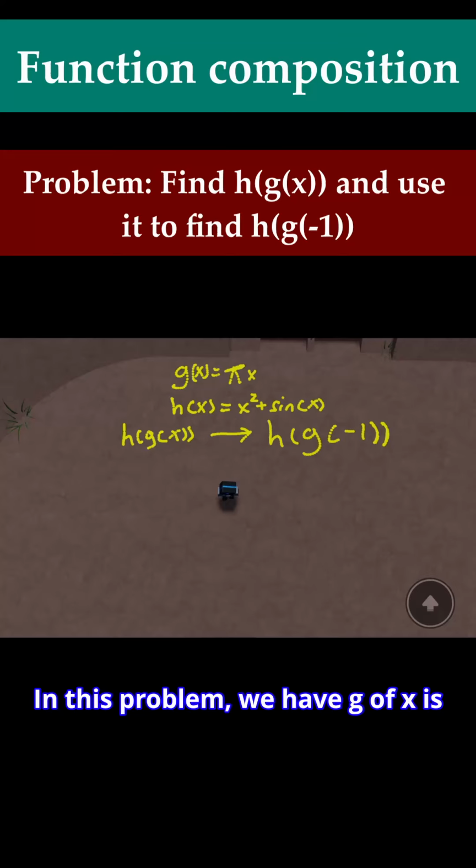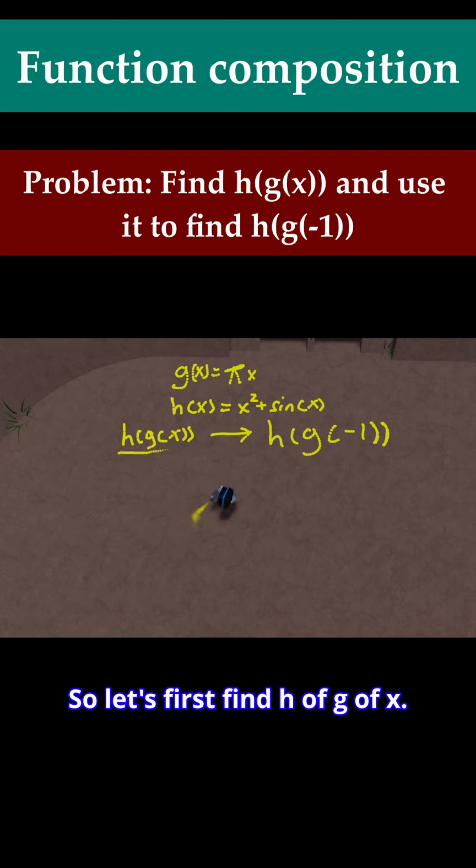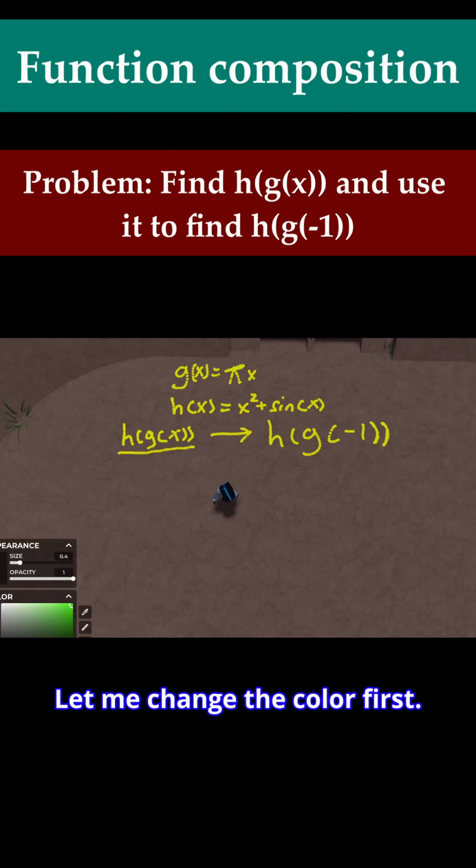In this problem, we have g of x is equal to pi times x, and h of x is equal to x squared plus sine x. We need to find h of g of x first, and then use that to find h of g of minus 1. So let's first find h of g of x.